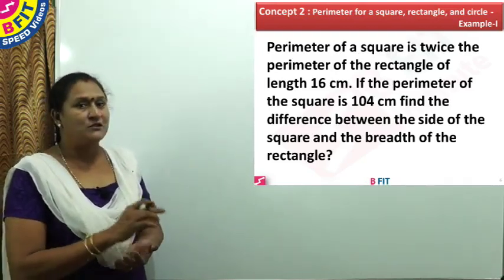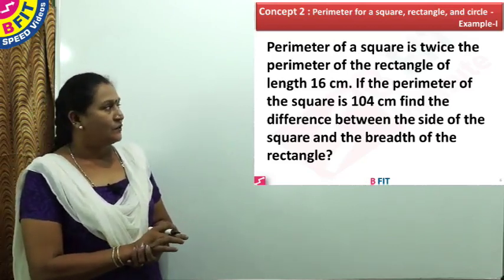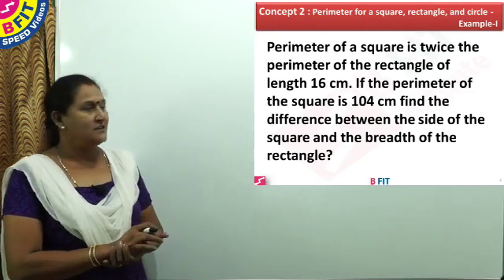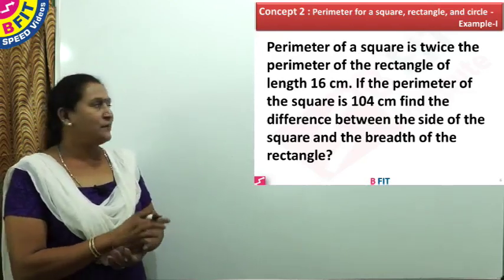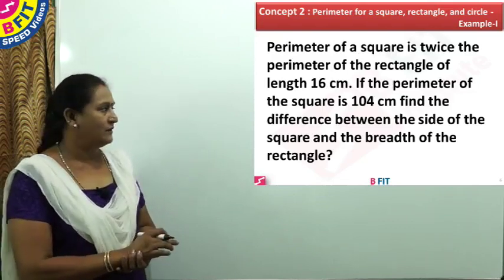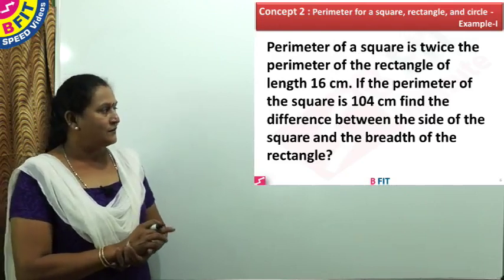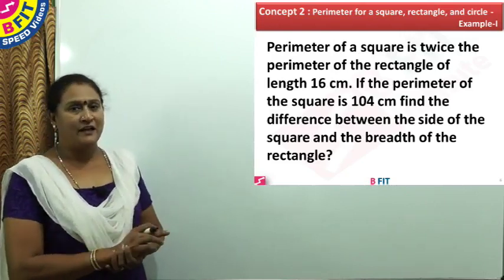The perimeter of the square is twice the perimeter of a rectangle. The length of the rectangle is given as 16 centimeter, and the perimeter of the square is also given, so it is 104 centimeter. So what is the question? The difference between the square side and the breadth of the rectangle.